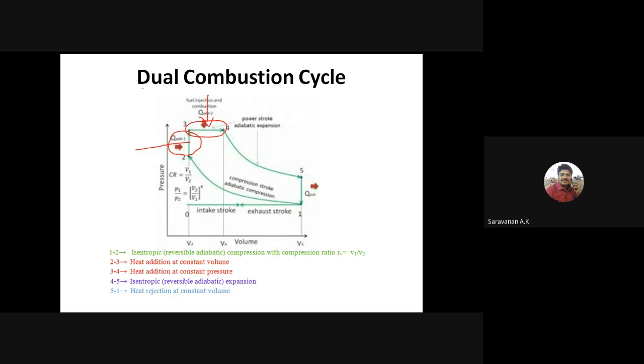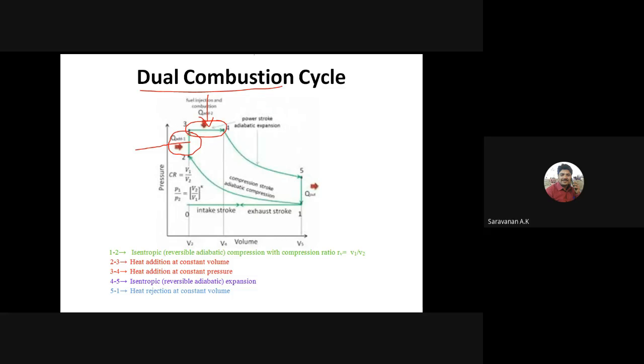So in this dual combustion cycle, we have two types of heat addition: partial heat addition at constant volume, as well as partial heat addition at constant pressure. So it is called the dual combustion cycle. It is also called a semi diesel cycle. The remaining processes are all the same, but here we have five processes.